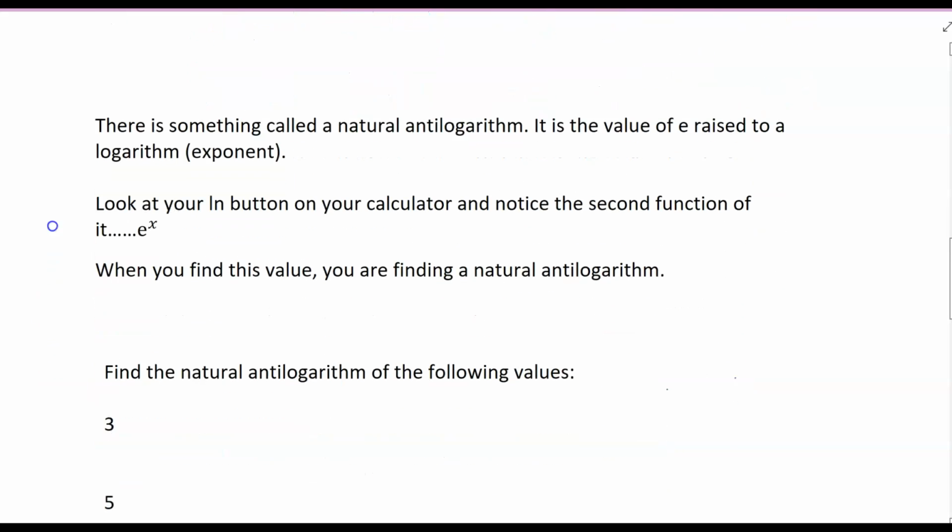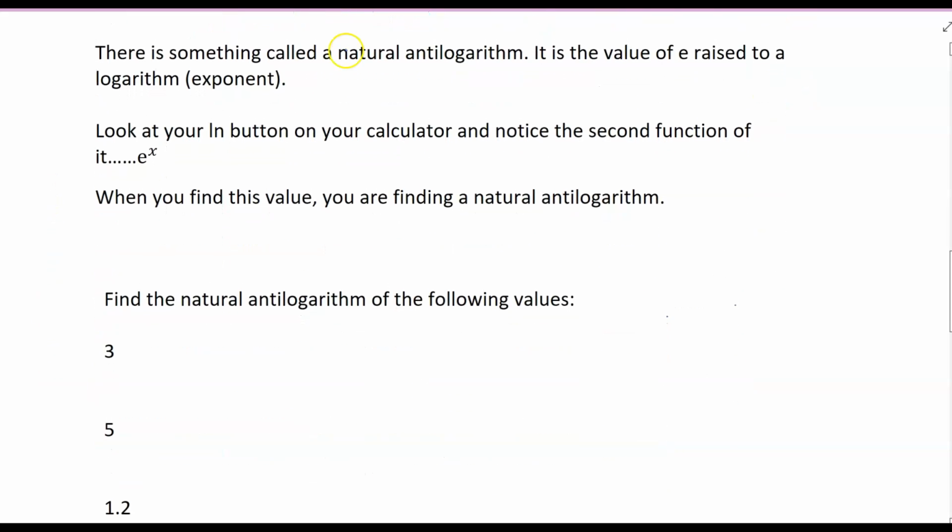Just like we saw an anti-logarithm with common logarithms, there is also a natural anti-logarithm. The natural refers to the base e, and the anti-logarithm refers to the function of raising e to a power. So take a look at your ln button on your calculator, and you will see probably the second function of it is e to the x. That button is for finding the natural anti-logarithm of a value. You are finding the value of e raised to a logarithm. So use your calculator and try raising e to these powers 3, 5, and 1.2. I will also work along with you and fill them in.